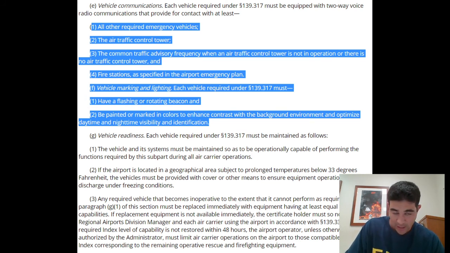This is super important. FAA inspectors come in and they're going to want you to know all these requirements because it's our job and it's super important.